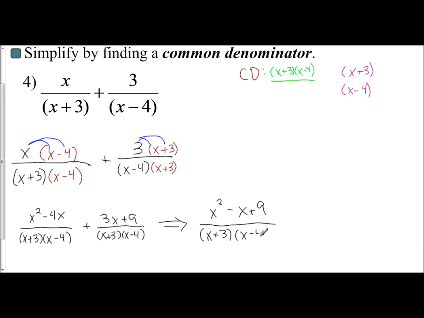And I check, can x squared minus x plus 9 be simplified? Do numbers multiply to give you 9 and add to give you negative 1? No, it cannot be factored. And so that is my final answer.